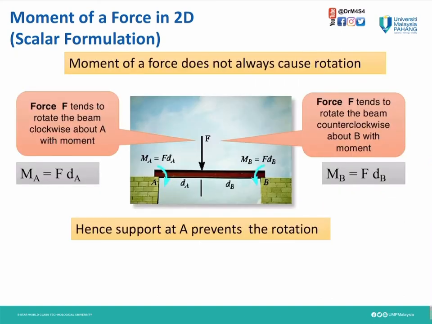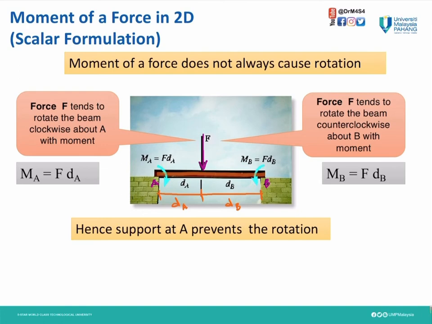Next, take this as an example. We have a beam supported at point A and point B at both ends and subjected to force F. From that we can know the distance from A and the distance from B. This one we call distance dA, this one distance dB.